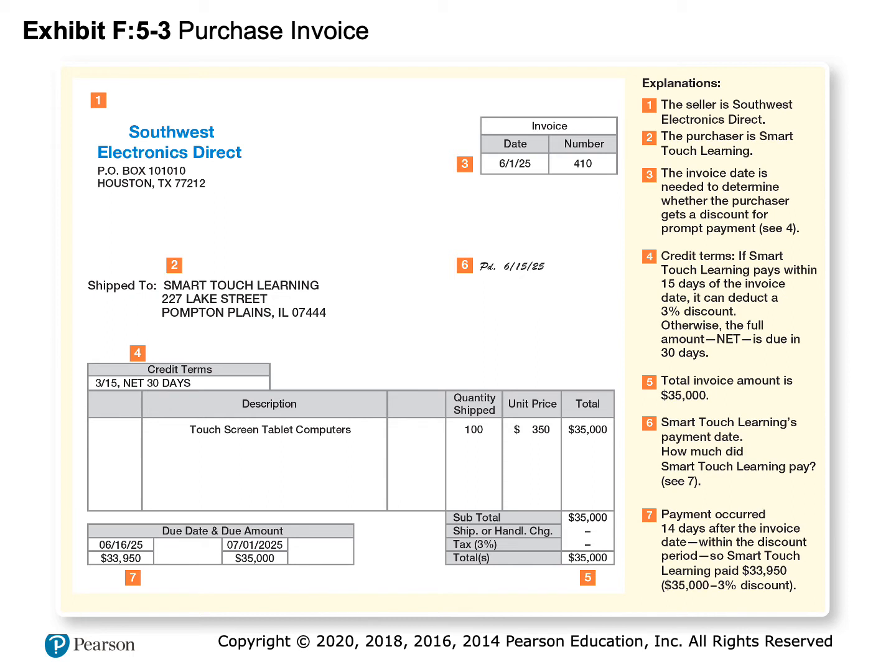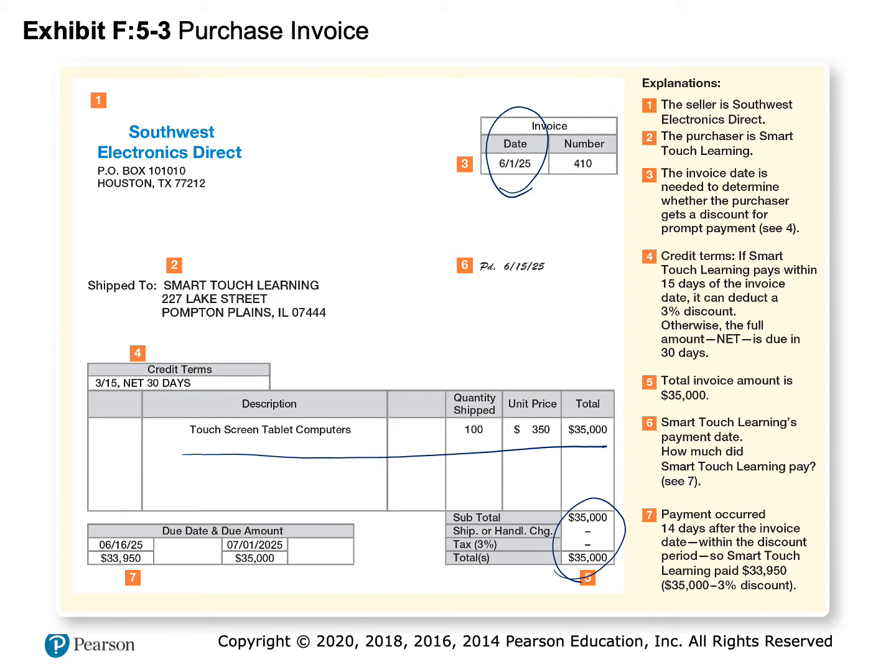Notice first of all the date. Dates are important. We'll talk about dates a little bit more in a while, but dates are very important. So the date of the invoice. Notice also it tells us exactly what we bought, how many we bought, what the unit price was, and what the total was. In this case, they did not charge any shipping or handling or sales tax, but if they had, that would be on there. We'll learn how to deal with that.